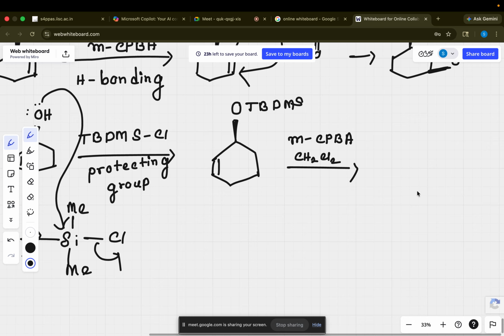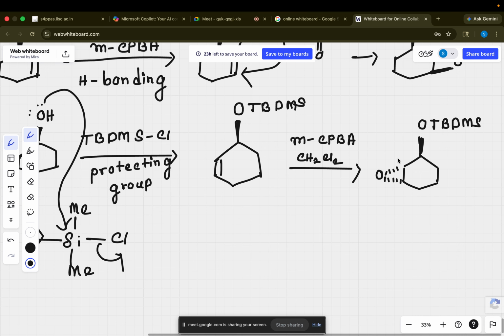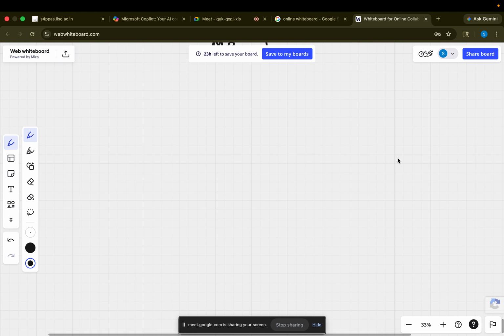So here the epoxidation will take place from which face? Below, because you do not have any acidic proton, and OTBDMS is a bulky group. So the epoxidation will take place from below the plane. Clear? Yes, sir. Done? Done, sir.